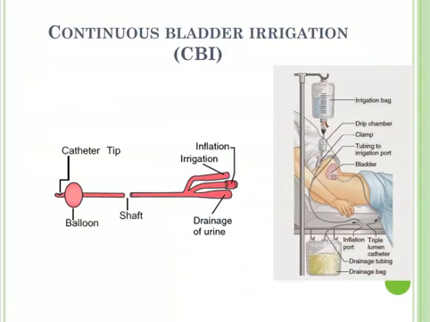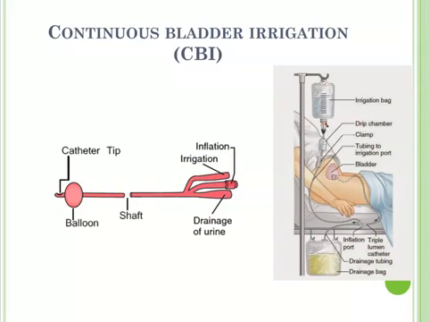This is a series of images here that give you a little bit more information about CBI, or continuous bladder irrigation. So you can see that the catheter looks somewhat similar to the ones that you're familiar with, but it actually has 3 ports in it. So we have the port where the urine is going to be drained from. We have the port that allows us to inflate that balloon. And then we have the port where we're going to be doing our irrigation setup.